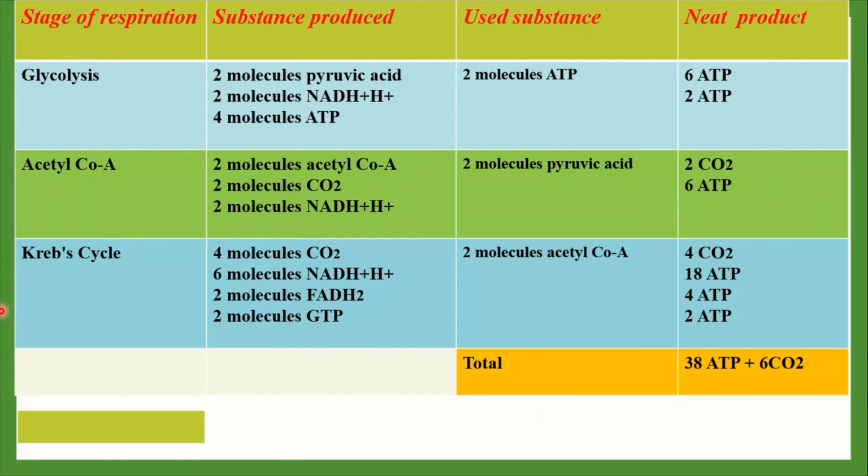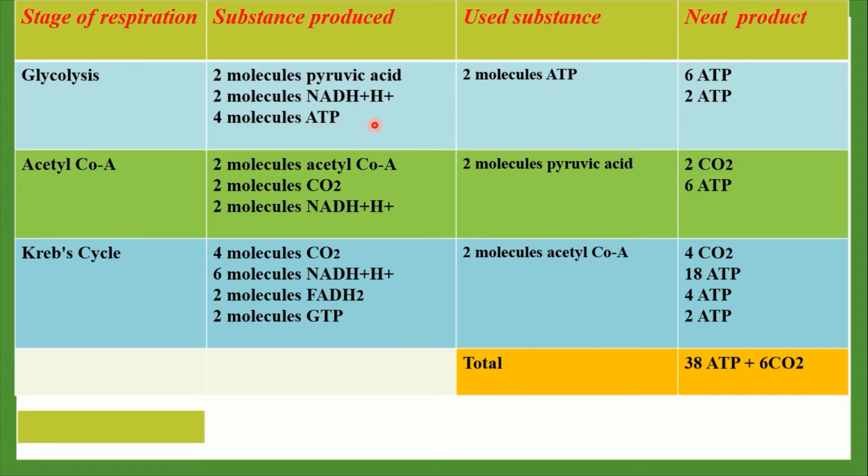Everybody see the chart. This one is the stages of the aerobic respiration process. You know that in the aerobic respiration process there are 4 stages. First one is the glycolysis process. Here in the glycolysis process, one molecule of glucose is broken down and produces, everybody see, there is substrate produced. So from one molecule of glucose broken down in the glycolysis stage, it produces 2 molecules of pyruvic acid, 2 molecules of NADH2 and 4 molecules of ATP.